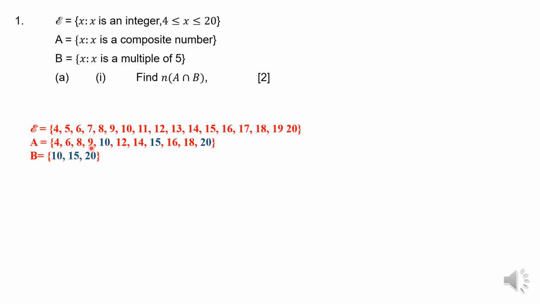And set B consists of multiples of 5. So when you look at the multiples of 5, you only have 5, 10, and 15 from that universal set. So there is an overlap when you do Venn diagrams. I have indicated in blue what they have in common, therefore giving me the answer that the intersection, the number of elements, the members, are just 3.